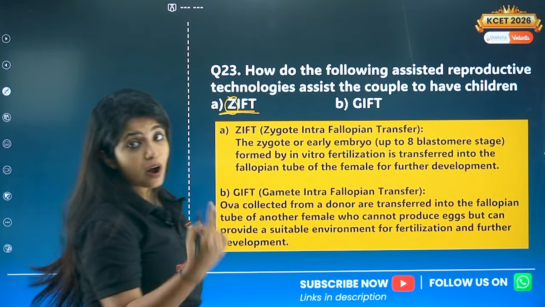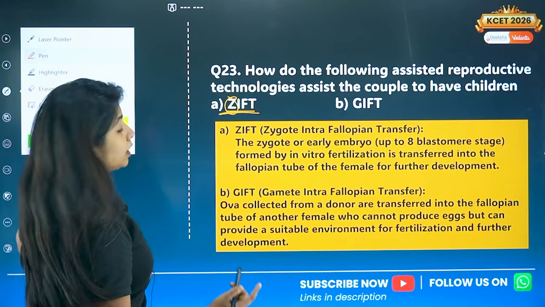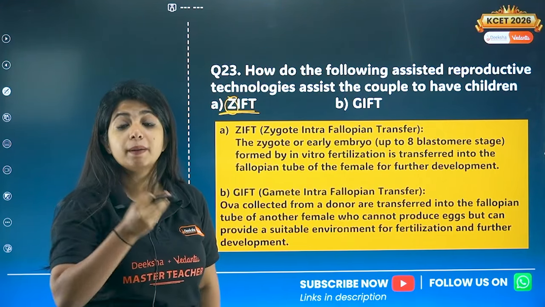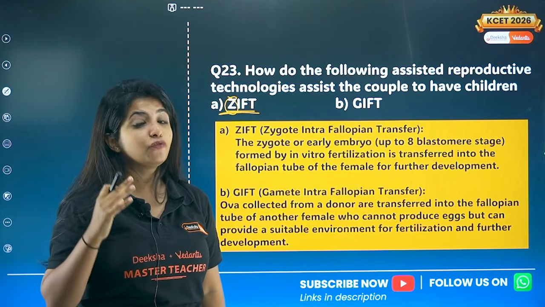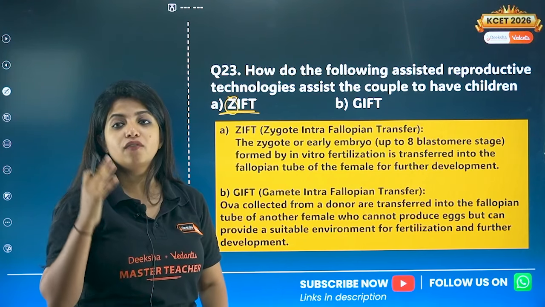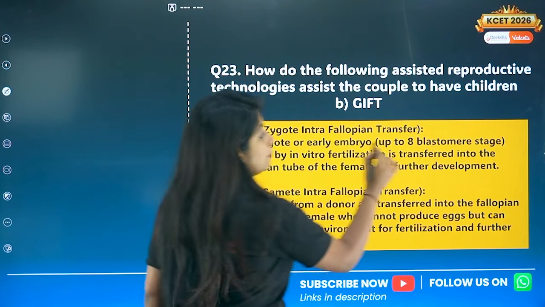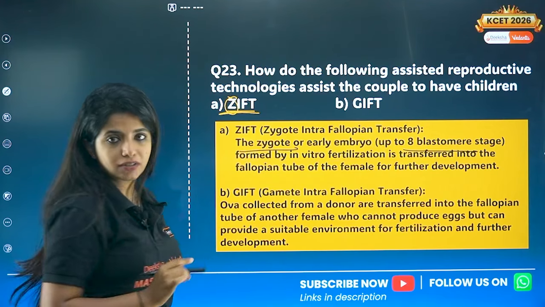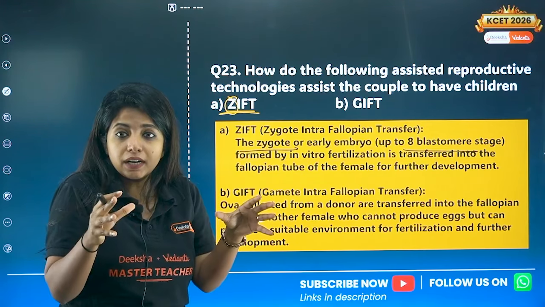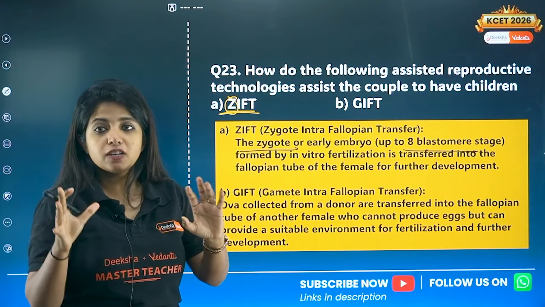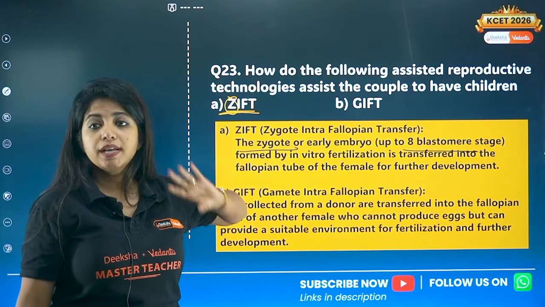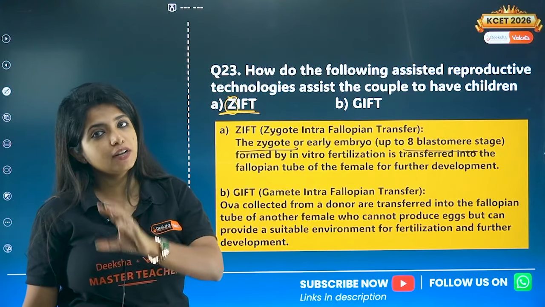If it is beyond 8 blastomeres and you put it there, what will happen? The whole baby will be formed out there. This is known as ectopic pregnancy. This can lead to very big problems for the mother as well as the child. So up to 8 blastomeres, embryo up to 8 blastomeres, or the zygote, my dear children. Zygote is a single cell. The moment it divides, it forms the embryo. So up to 8 blastomeres, it can be put into what? Into the fallopian tube. This is known as zygote intrafallopian transfer.